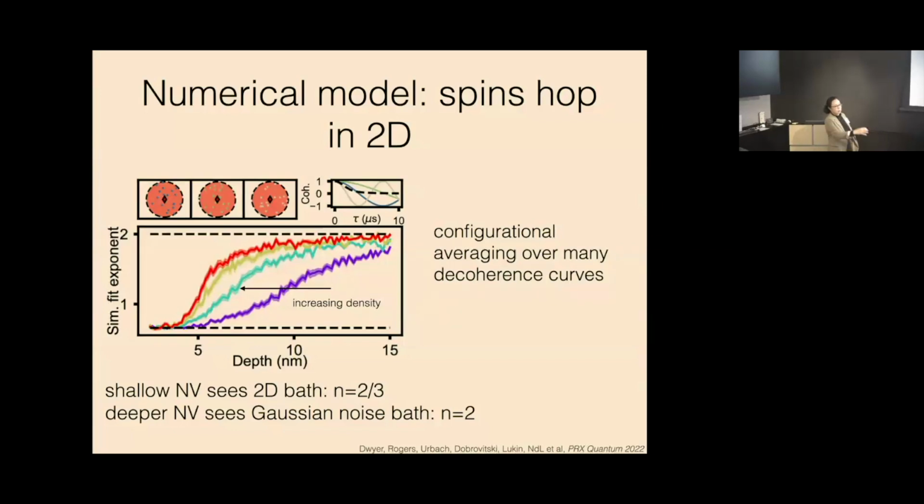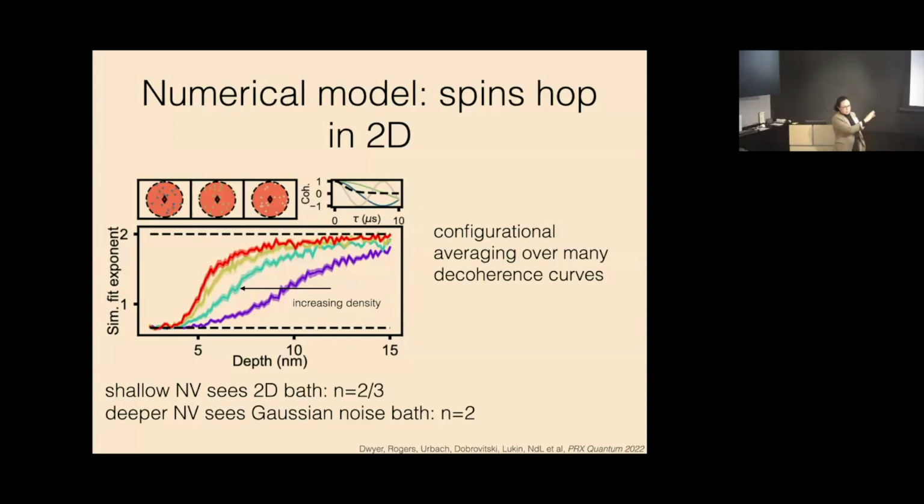So as you move farther away, you essentially just see this distant bath, but then as you get closer, you're essentially seeing the configurational averaging over the surface. So what you should see at shallow depths is a 2D bath. So the n goes to the dimension over the strength of the interaction. So you see 2/3. And then deeper NV centers see this Gaussian noise, and it goes to 2.